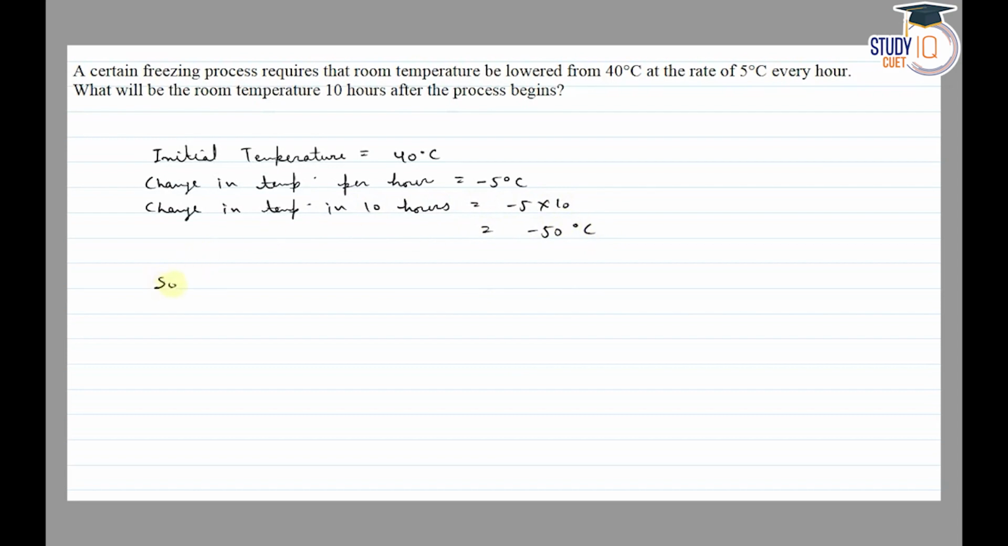So final temperature of room after 10 hours, initial माइनस जो हमारे चेंजेस हुए 10 आवर्स में, सो माइनस 10 डिग्री सेंटीग्रेड.